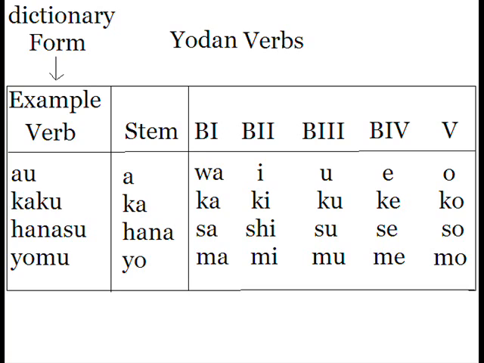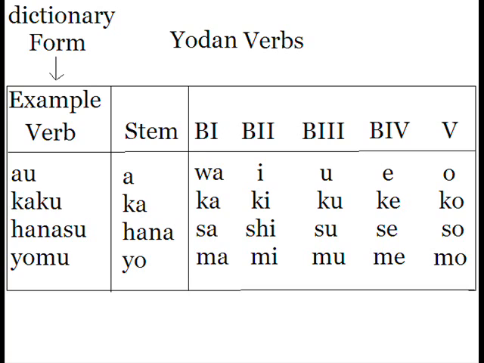Alright, well now let's go to hanasu. That's the base 3 form of hanasu, which is the verb for to speak. So we got the stem being hana, then we have base 1 hanasa, base 2 hanashi, base 3 hanasu, base 4 hanase, base 5 is hanaso.